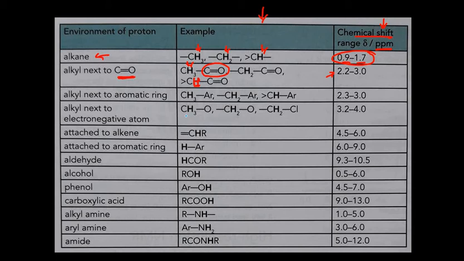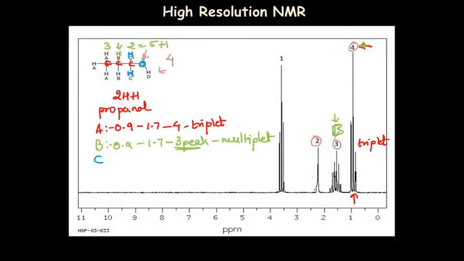Now here we can see that an alkyl group bonded to oxygen should be producing a peak in the range of 3.2 to 4 ppm. So if we study our peak, 3.2 to 4 is this peak, the peak number 1. Peak number 1 is responsible for the C type of proton, and it is split into, we can see here, a triplet.